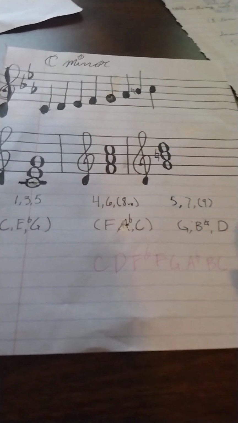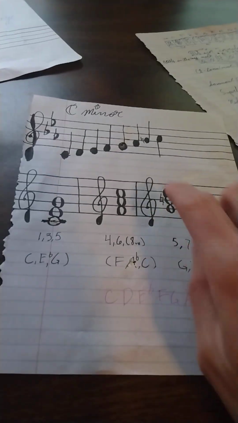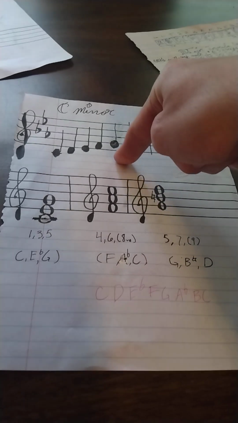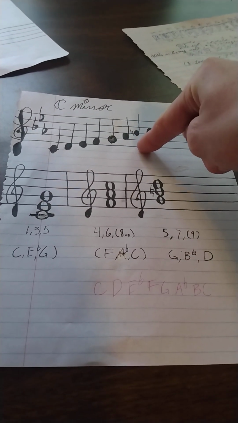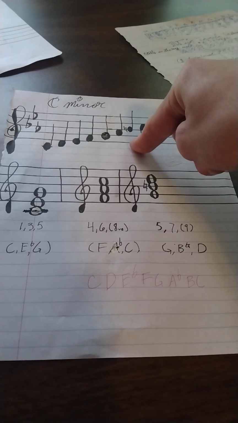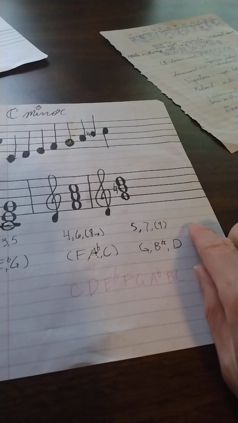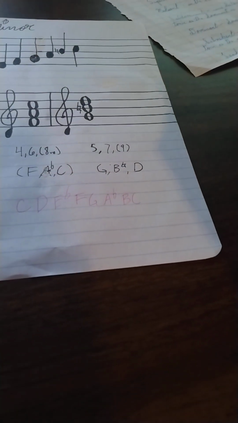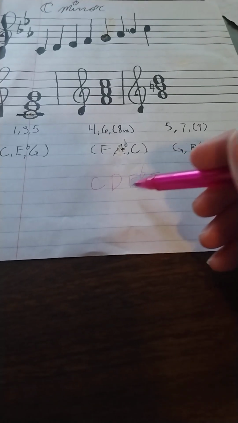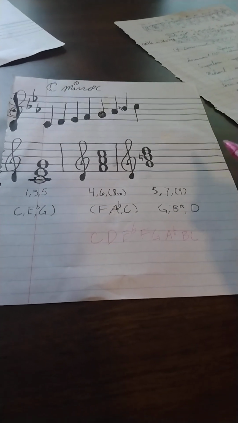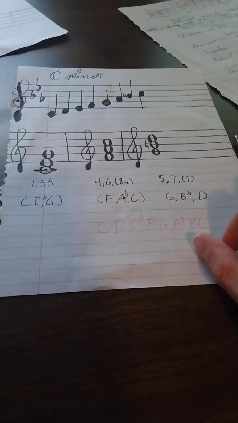Back to C. And then for our last example, we use the 5th, the 7th, and then the next step, this would be the 9th, you could say in theory, which would be what? Well, we know that this is our second, so we just want to repeat that. So that would just be D. We don't have any D flats or sharps. So that's it. And now, that's the end of this lesson.